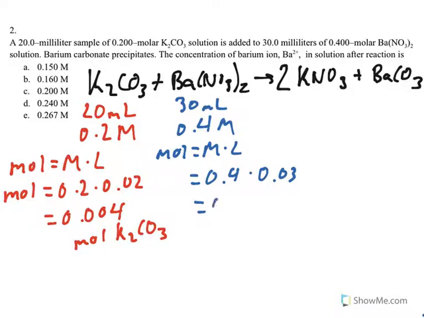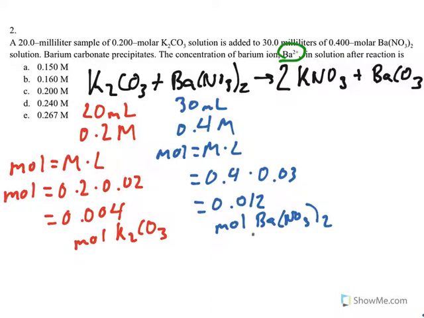And we wind up having 0.012 mole of Ba(NO3)2. So obviously we have more barium nitrate than we do potassium carbonate, and we can tell from our balanced equation up top there's a 1-to-1 ratio. So we are trying to figure out this barium ion.